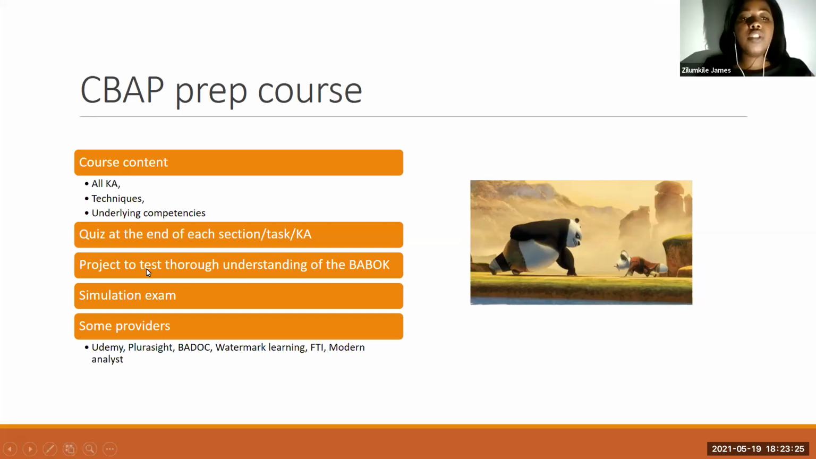It must have a project to test your thorough understanding of the BA book. So at the end of it all, there must be something that you submit that shows a thorough understanding of the whole BA book. I also recommend that it has a simulation exam at the end. That way you are tested on an actual CBAP or CCBA-style exam. Obviously this is not the actual IIBA exam, but it will have similar questions, pace and types of questions to the IIBA exam.